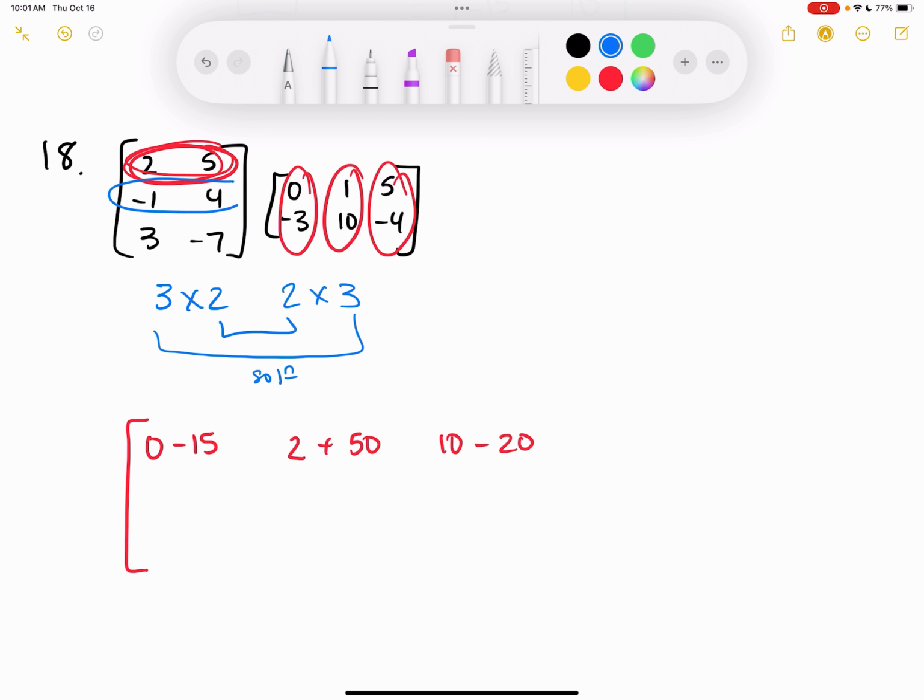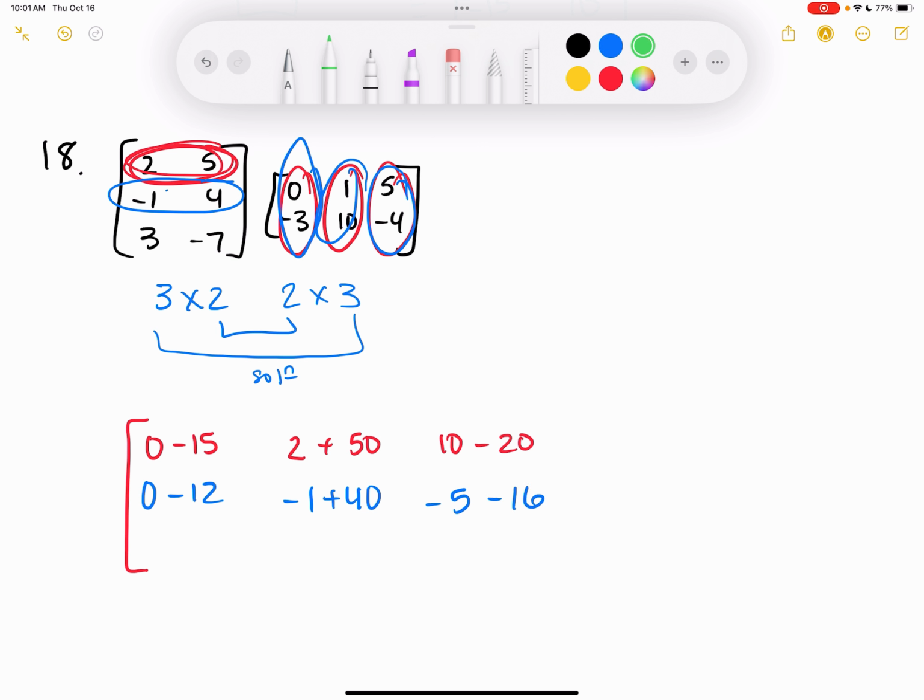So then second row, first column. So negative 1 times 0 is 0. 4 times negative 3 is negative 12, so 0 minus 12. Second row, second column. Negative 1 times 1 is negative 1. Plus 4 times 10 is 40. Second row, third column. Negative 1 times 5 is negative 5. 4 times negative 4 is negative 16.